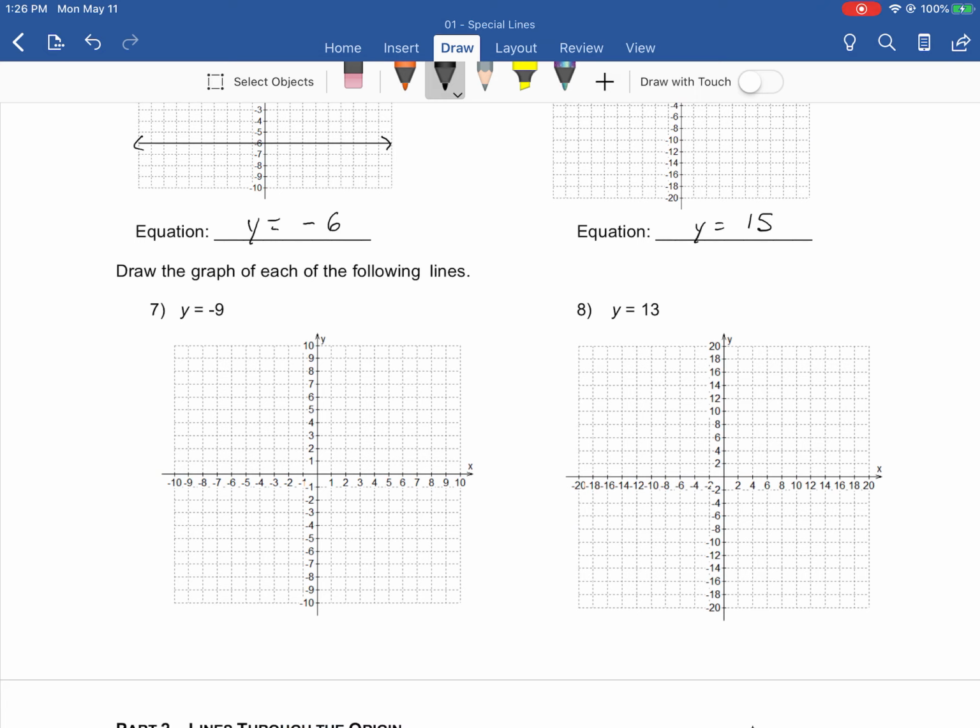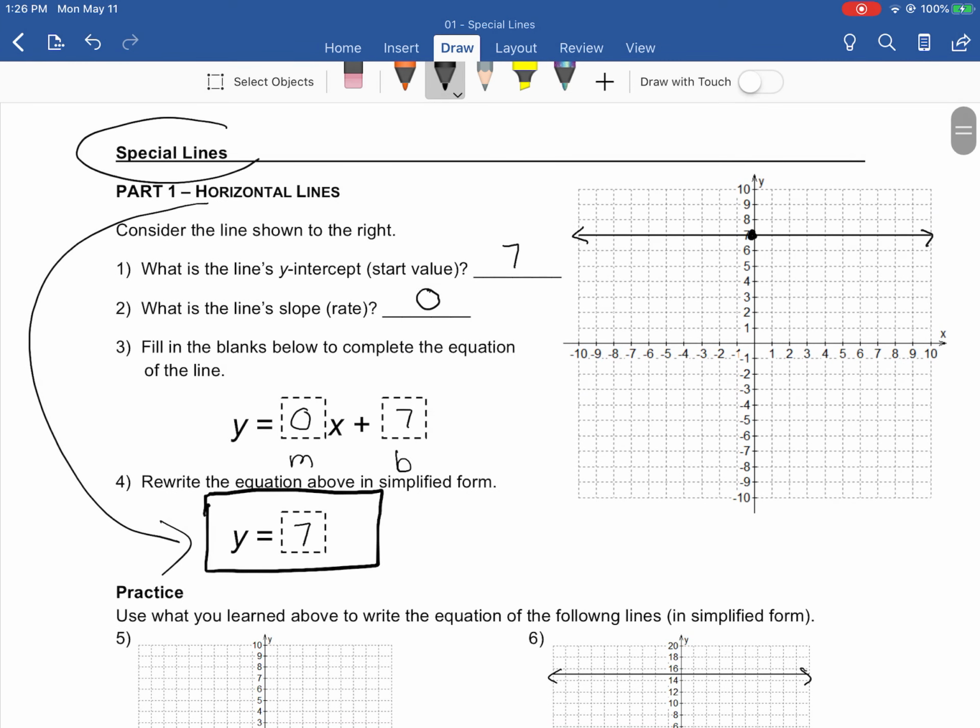So to do that in reverse, it says draw the graph of the following line, y equals -9. Well, we just need a horizontal line that goes across at the value -9. And if you want y equals 13, you just need a horizontal line across at y equals 13. Hopefully with your ruler you can draw a little straighter than I can on the screen here.